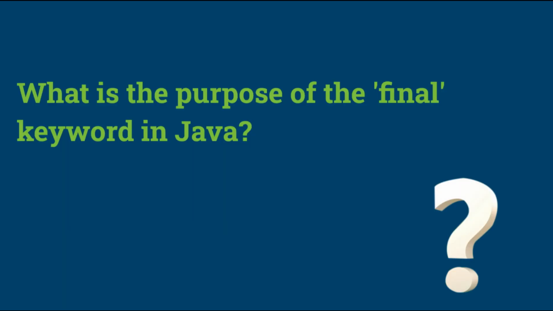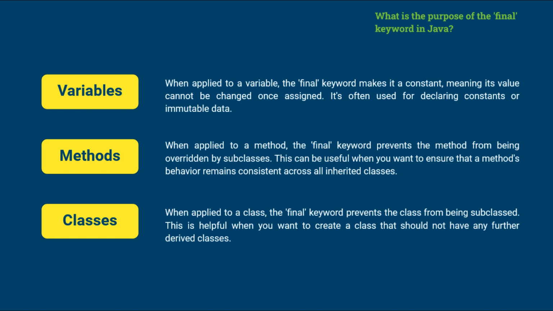Next question, what is the purpose of the final keyword in Java? When applied to a variable, the final keyword makes it a constant, meaning its value cannot be changed once assigned. It's often used for declaring constants or immutable data.